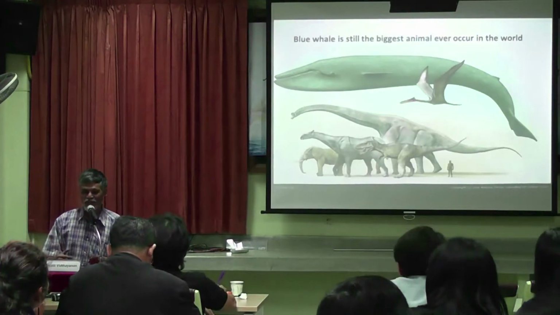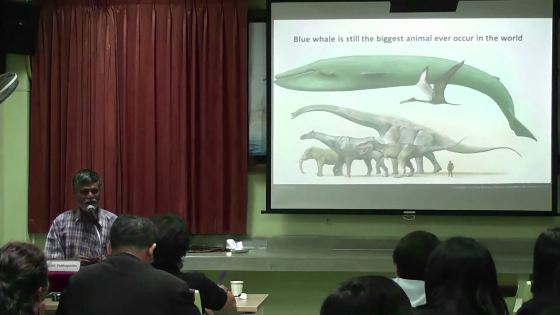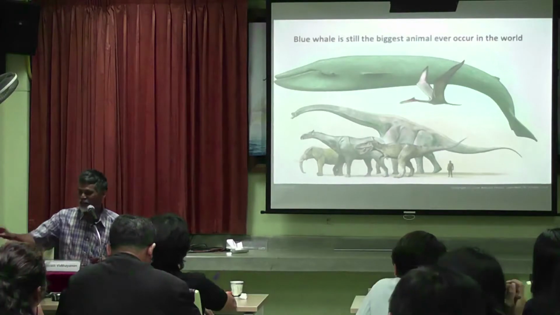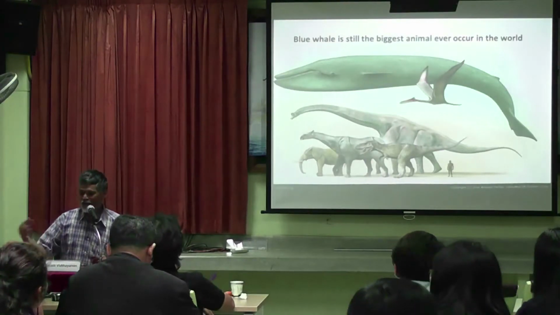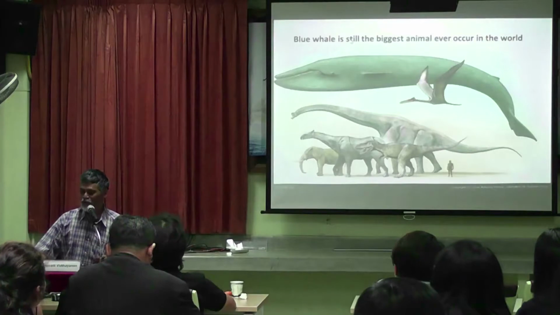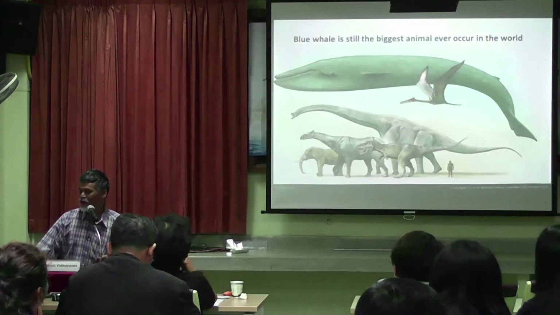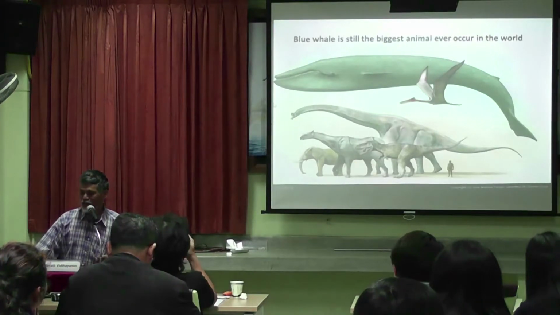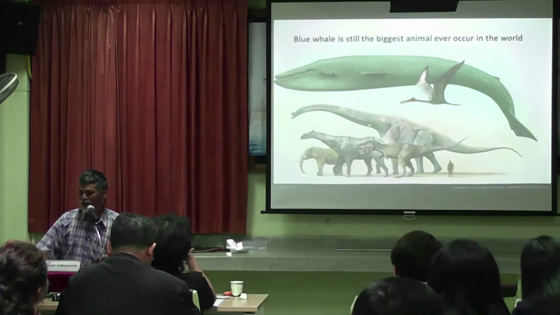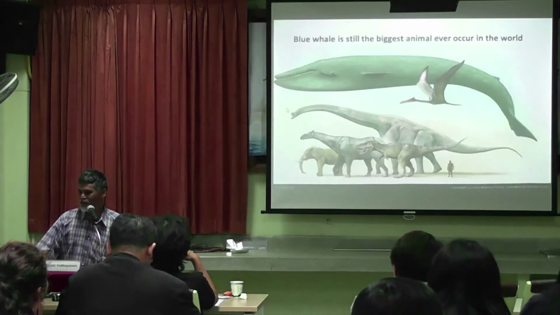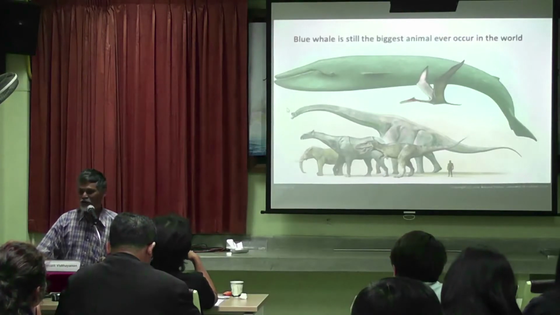And the second one is the sequoia, a kind of coniferous tree that is still bigger than a blue whale. But if we compare with animals only, the blue whale is the biggest animal ever to occur in the world. Even now they have found a dinosaur bigger than T-Rex or Brontosaurus in South America, but even the biggest dinosaur is still smaller than the blue whale. So this one is the biggest animal.